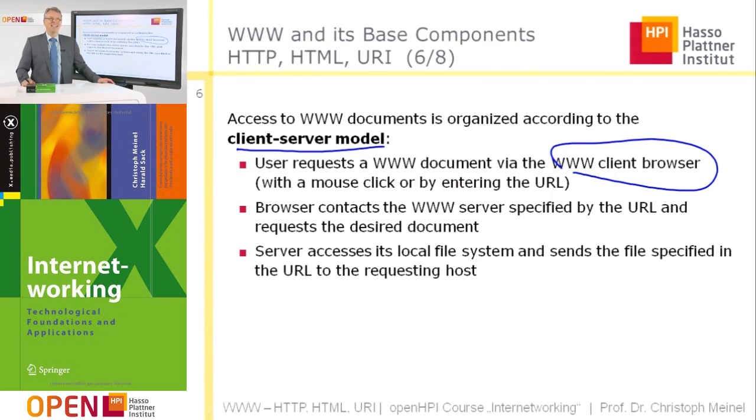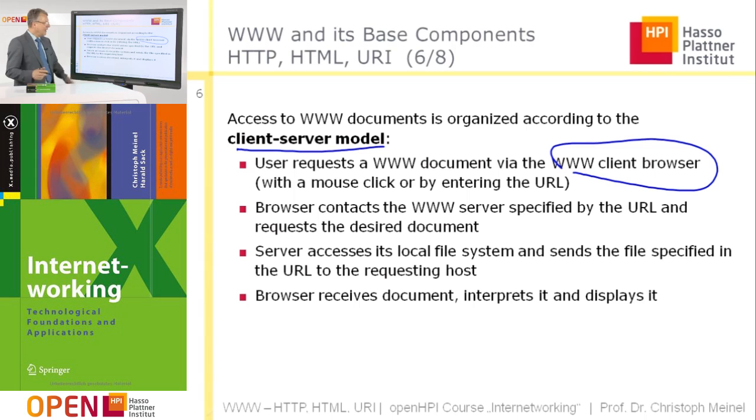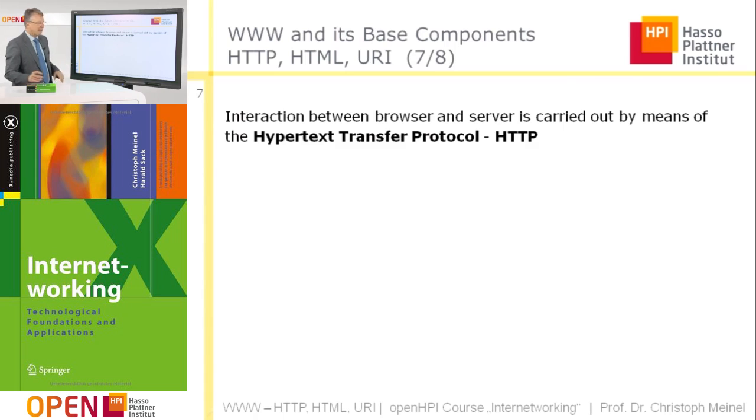So the server accesses its local file system, and then it sends the file specified in the URL back to the requesting host. Then the browser receives this document over the internet, and the browser needs to interpret this document and display it in the right way. So the browser needs to be able to distinguish what is an image, what is a text, what is a video, and presents this in the right way to its human user.